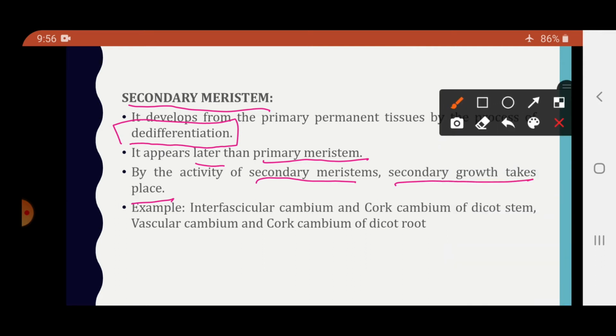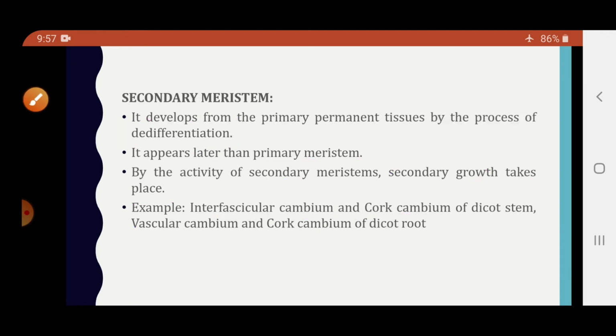सो secondary meristem is responsible for which type of growth? Secondary growth. The examples are interfascicular cambium and cork cambium of dicot stem and vascular cambium and cork cambium of the dicot root. So इससे अपने को ये conclusion होता है कि जो secondary growth का process है वो सिर्फ किस में होता है? Dicots में. Monocots do not undergo the secondary growth.